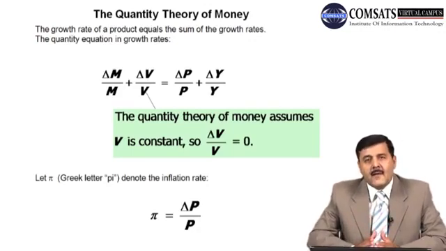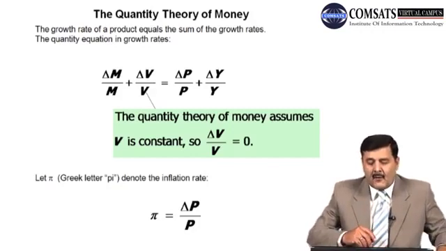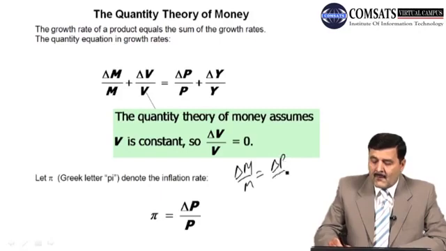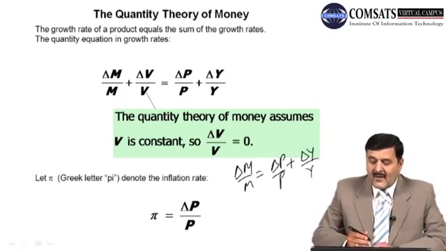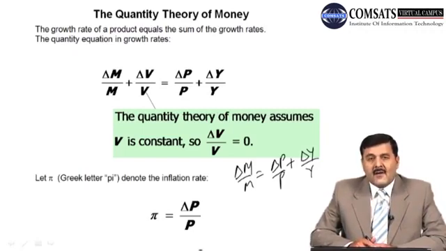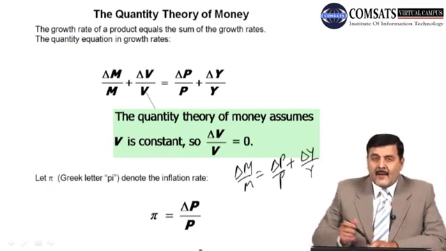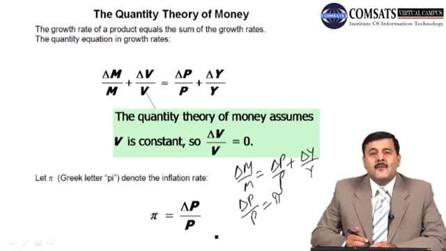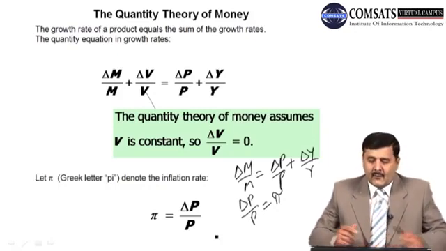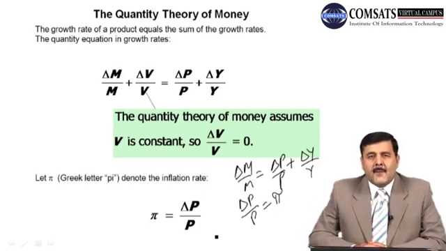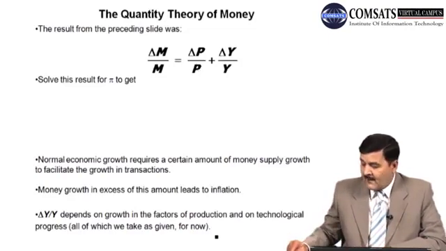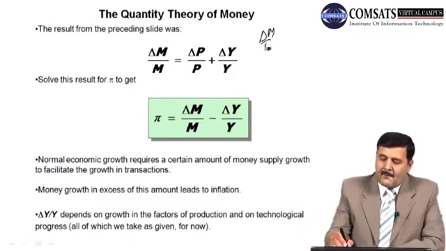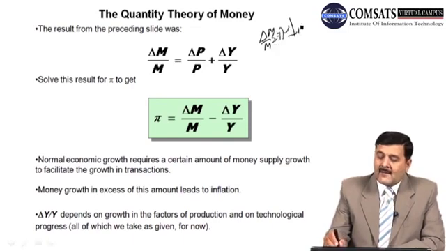So if delta V over V is 0, then this equation will become, and we are left with only delta M over M is equal to delta P over P plus delta Y over Y. So where we can say that delta P, that is change in P over P, is equal to pi, and pi is the notation that we'll use for the inflation here, right? So then if we use pi is equal to delta P over P, then we can rewrite this equation as delta M over M is equal to pi plus delta Y over Y.